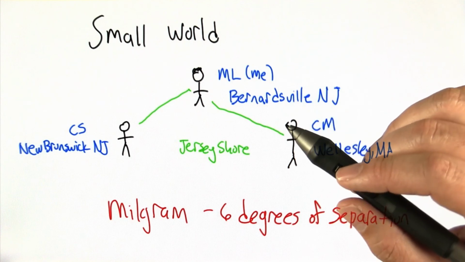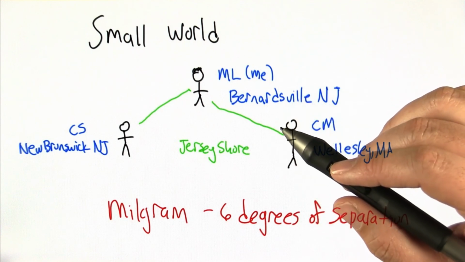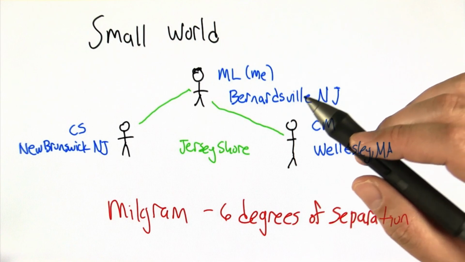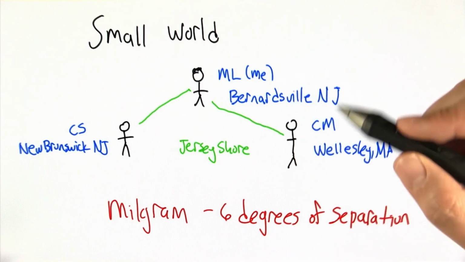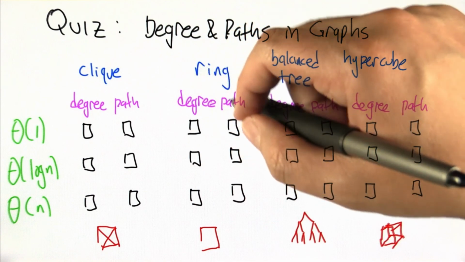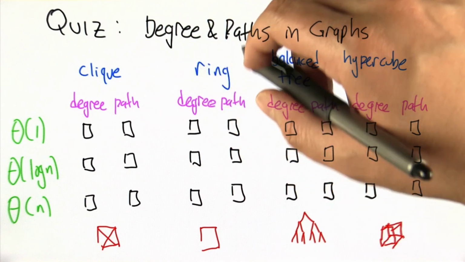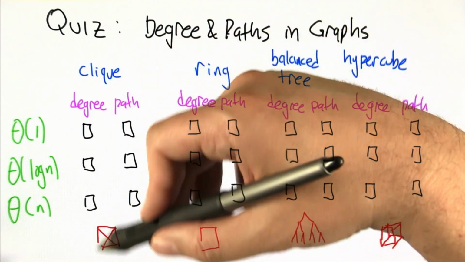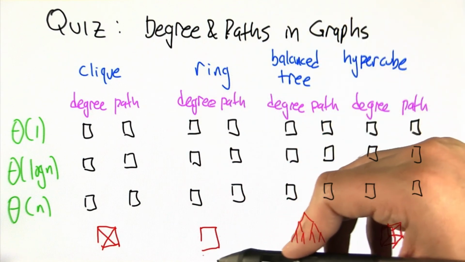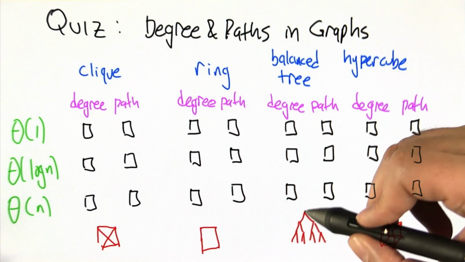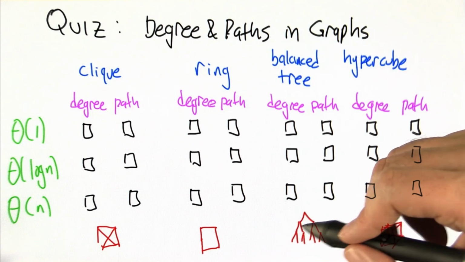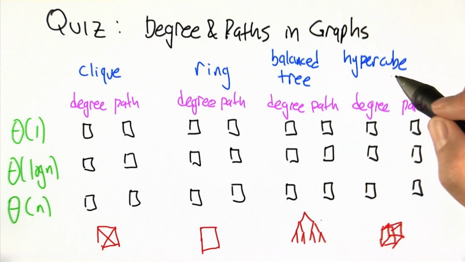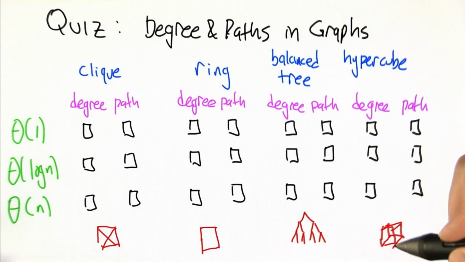In graph theoretic terms, what we say is that a graph exhibits the small world phenomenon if nodes have relatively small degree, but also a relatively short path to other arbitrary nodes. And social networks seem to exhibit exactly this property. So just to get you thinking about the degree of different graphs and the path lengths in different graphs, here's 4 different kinds of graphs we've talked about before. A clique, where all the nodes are connected to each other. A ring, where the nodes are connected into a ring. A balanced tree, where you have a tree structure, but there's a node that separates the other nodes into two different components that are about the same size. And a hypercube, like this three-dimensional hypercube.